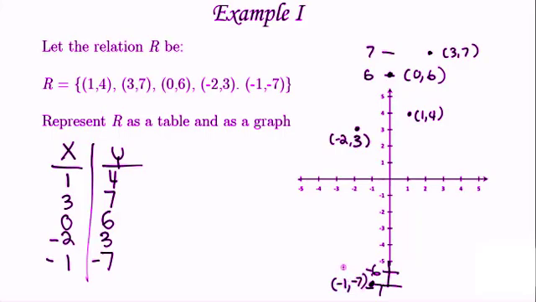Again, I am not connecting these points. This relation is a set of discrete points. I don't know if they connect, how they connect, if there's any points in between. All I'm given are these sets of pairs. Therefore, when I graph them, I'm just going to get 5 discrete points.